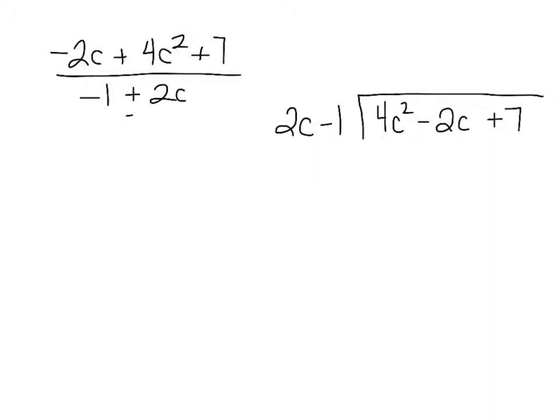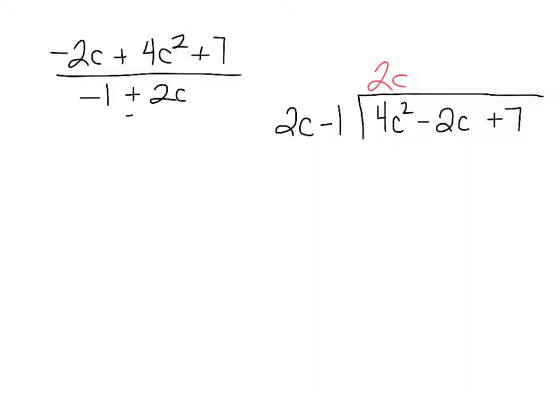And this process really is just something you got to practice enough times, it just becomes habit. It feels like there's a lot of steps involved. So here I go. I'm going to take my 2c and figure out what do I need to take 2c times to get 4c squared. Well, 2c times 2c would get me 4c squared.